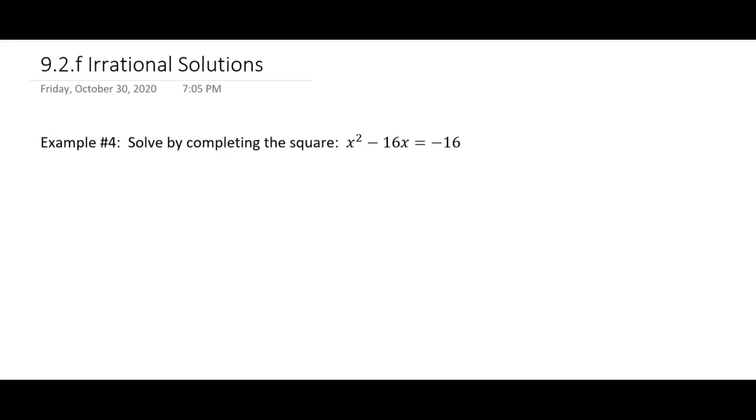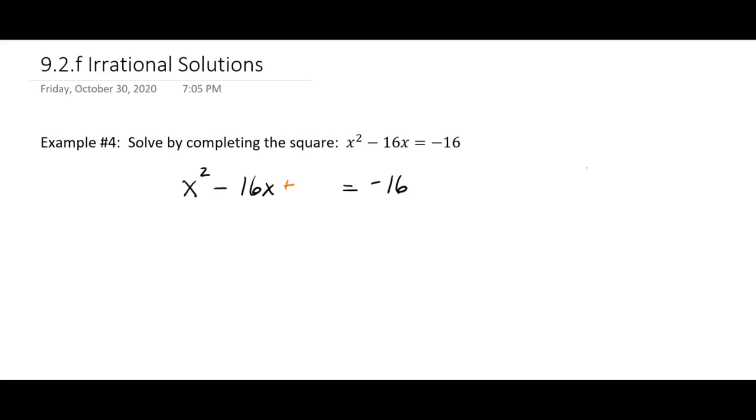So it looks like we have another example where they want us to solve by completing the square. So I have the x squared, I have a minus 16x, that's fine. Leave a little space, equals negative 16. So we're going to try to figure out then what we need to put in so that it'll be a perfect square trinomial. That's how we complete the square.